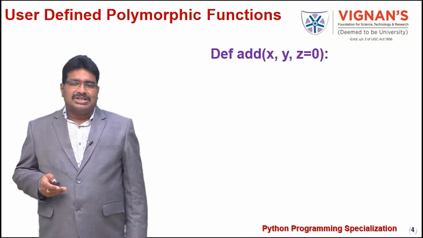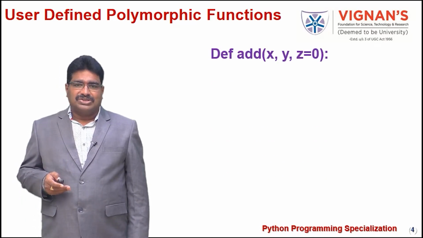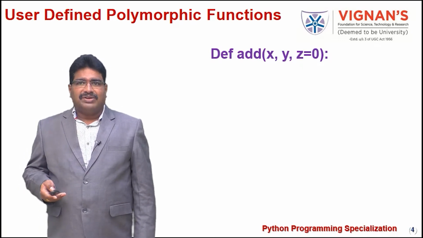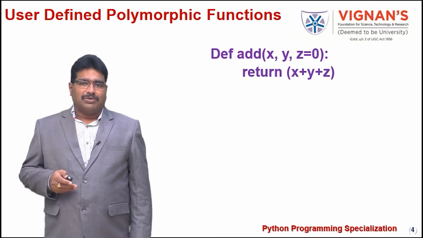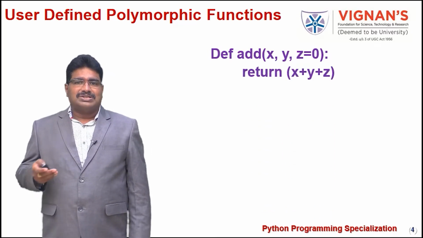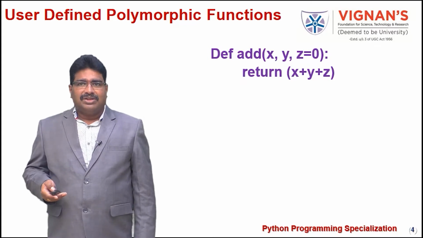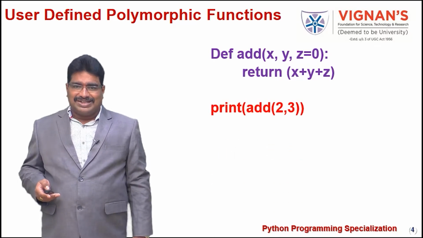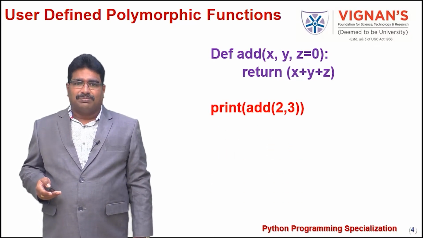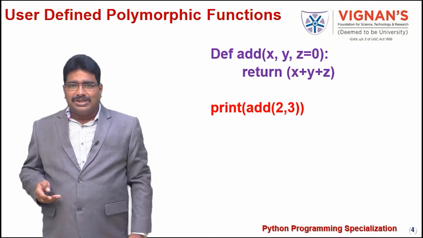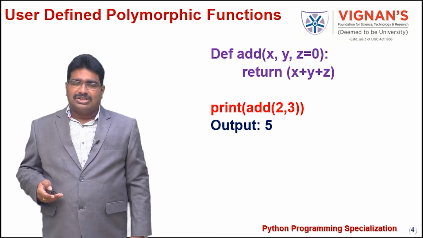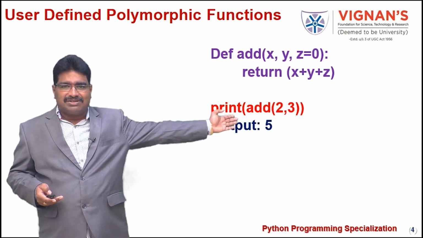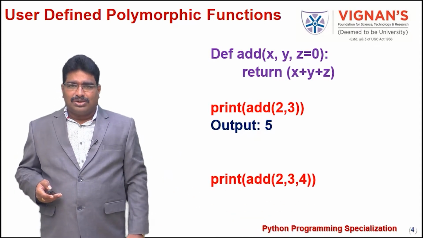Now we discuss how to define user-defined functions that work differently based on the number of parameters we pass. Here, we define a function add. It consists of 3 parameters x, y and z, where z has the default value 0, and the function returns the sum of the values we pass to it. If we call add with the parameters 2 and 3, without passing the third parameter, it returns 5 because the sum of 2 and 3 is 5.